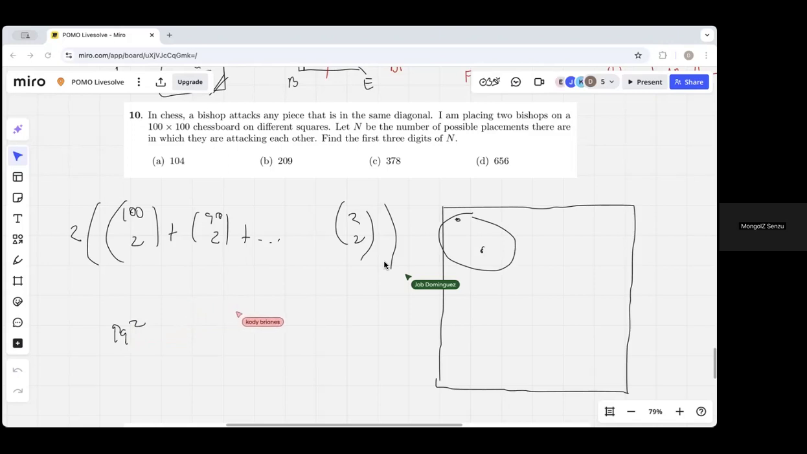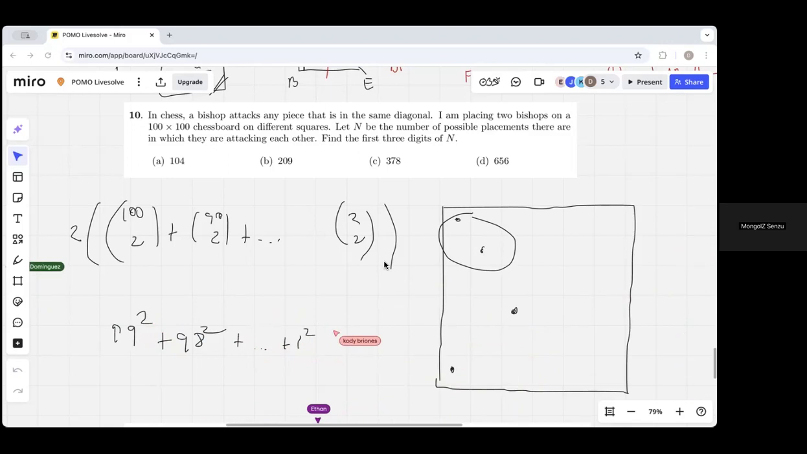And obviously you can guess that the amount of arrangements where the bishops are one square apart is equivalent to the amount of 3 by 3 squares. How many 3 by 3 squares are there in a 100 by 100 grid? There should be 98 squared. And if you keep going, if the bishops are as far apart as possible, in opposite corners, there would only be one square. So you can guess that this is just the sum of all squares from 1 to 99.